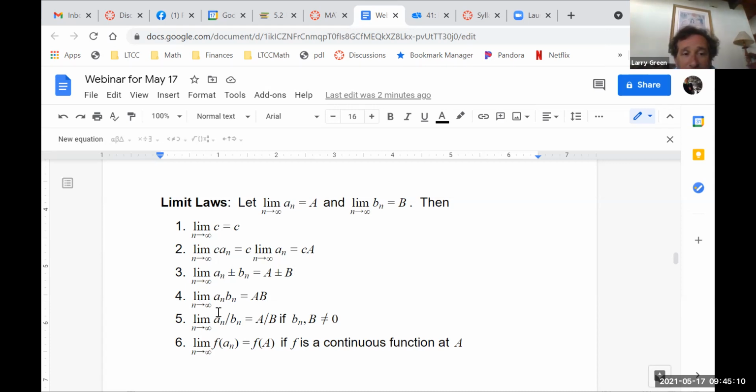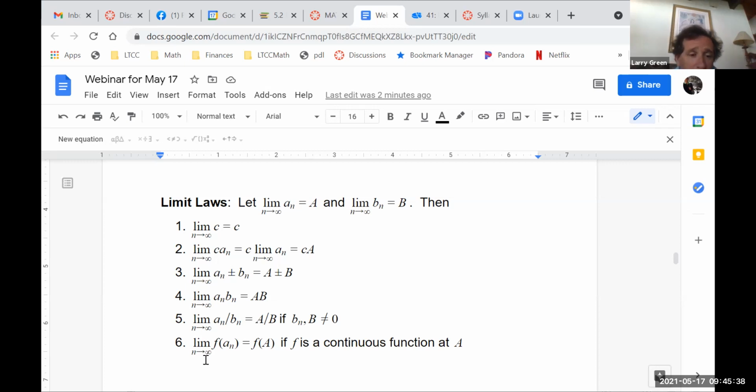Okay, the next one says same is true with multiplication. So the limit as n goes to infinity of a sub n times b sub n is ab. And the next one is same is true with division, and you're used to this, you can't divide by 0. So the limit as n goes to infinity of a sub n over b sub n is just a over b as long as you're not dividing by 0. Dividing by 0 is always bad, right?